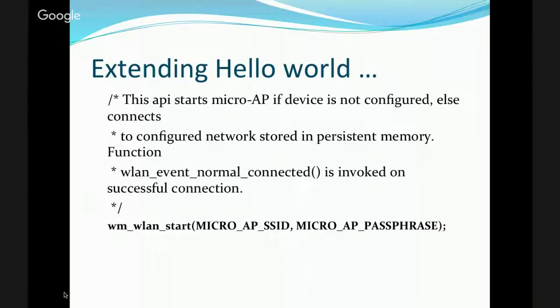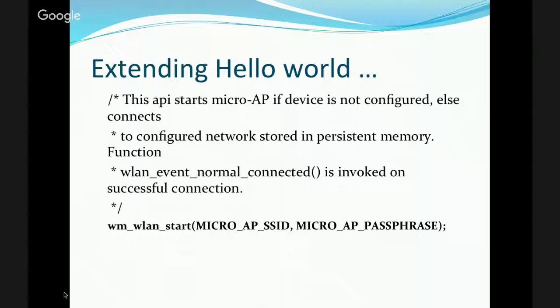This is the part where you take help of the SDK. There's an API called wlan start. There are two ways here. If you already know the SSID and passphrase, you can just give that here. Or the second way is you have to do provisioning.